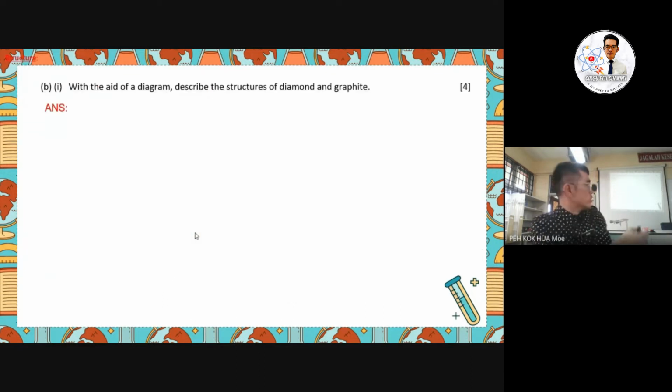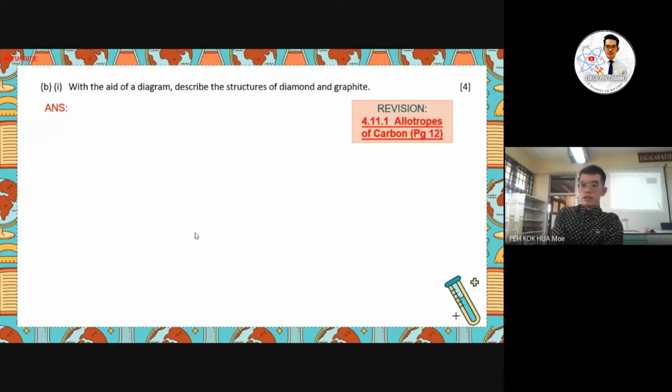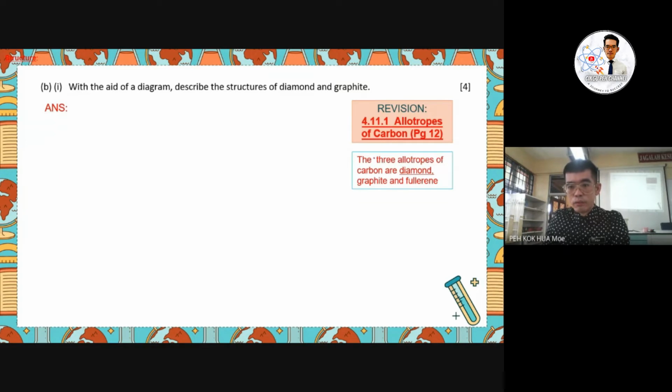Okay, so the next one: with the aid of a diagram, describe the structure of diamond and graphite. We have touched on this information at 4.11.1 here. The more detailed information is actually in your Sem 1, chapter 4, section 4.4 Solids. The information we get from Sem 2 is not so much; it's only the 3 allotropes of carbon: diamond, graphite, and fullerene. Here we only have to discuss diamond and graphite.